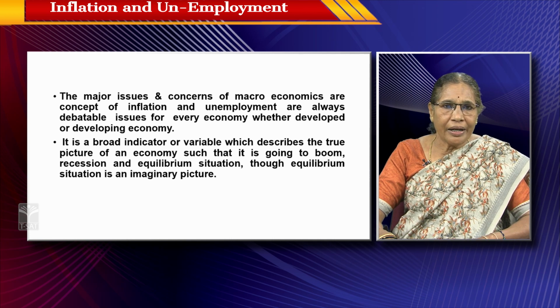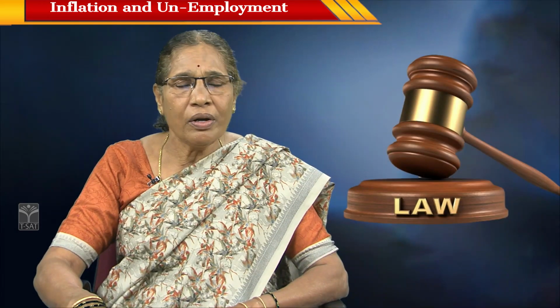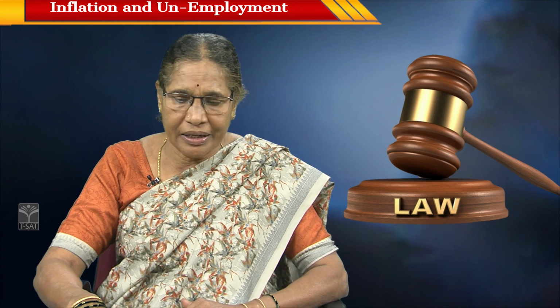Unemployment and inflation are both broad indicators or variables which describe the true picture of an economy, such that there is a boom in the economy, or sometimes we come across a recession. These are the fluctuations which usually happen in every economy. Sometimes, very rarely, we also come across an equilibrium situation. But usually, an equilibrium situation is an imaginary picture which happens very rarely, and even if it happens, it exists only temporarily in the market.